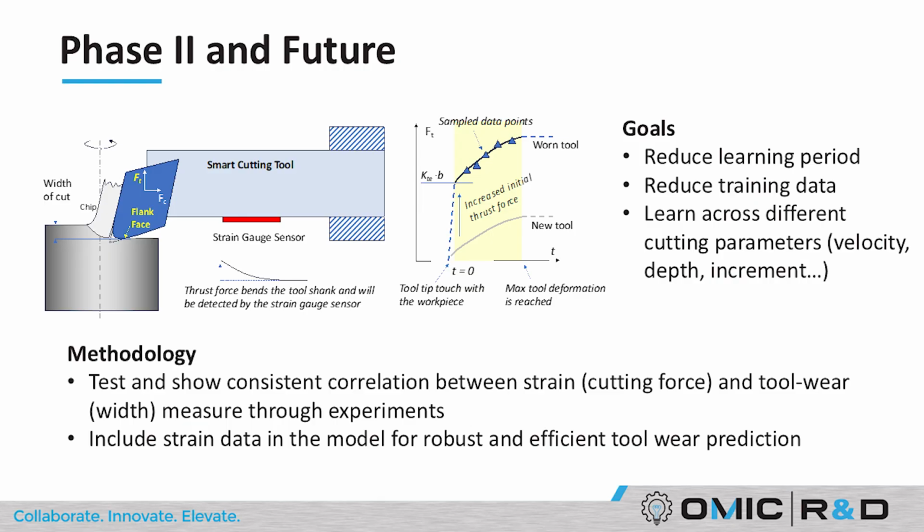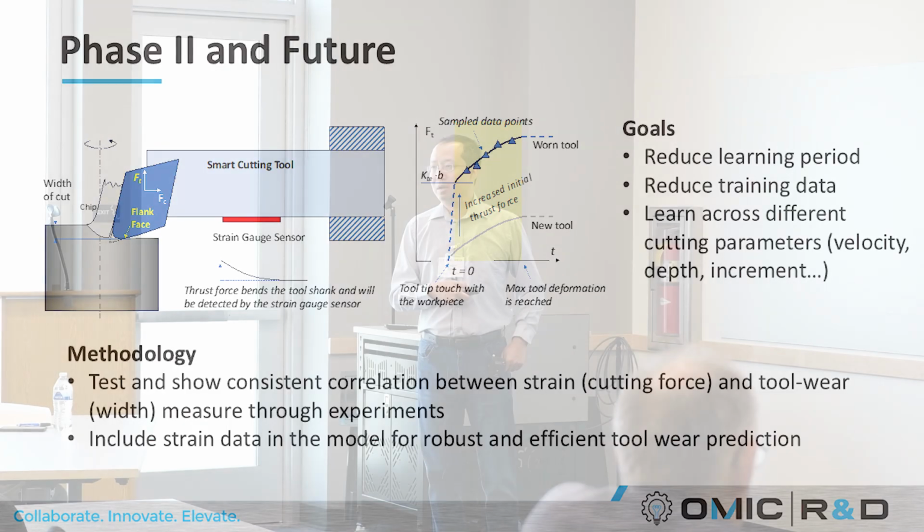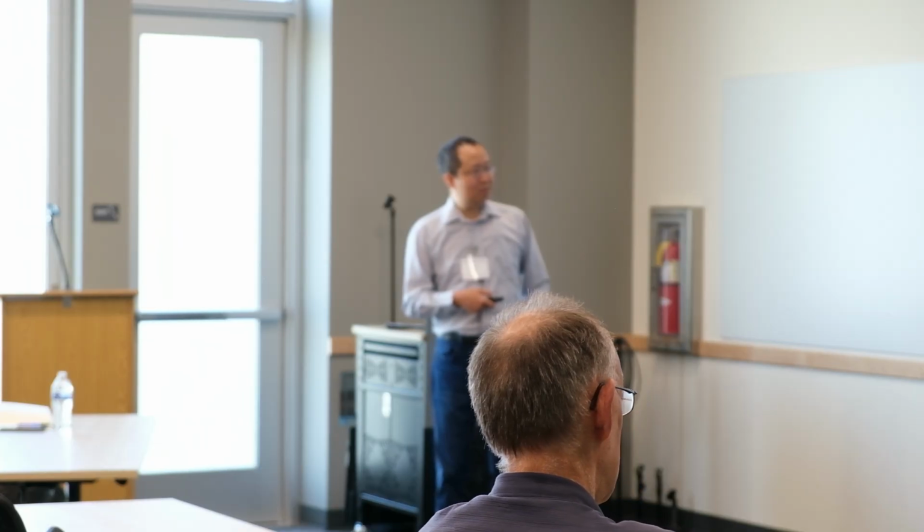And we have some methodologies over there. One of the major advancements of this work is that we are going to include the strain gauge measured data, namely the cutting force, into this scope to make a consistent correlation between the strain or cutting force and the tool wear status.